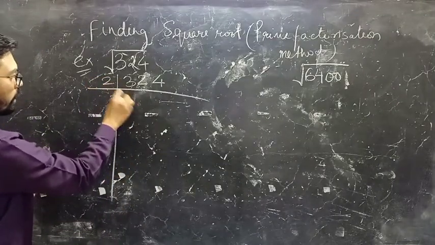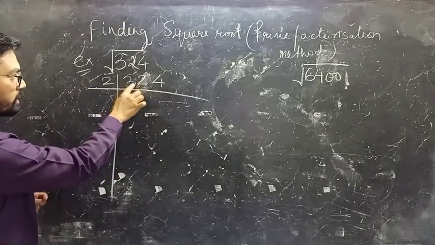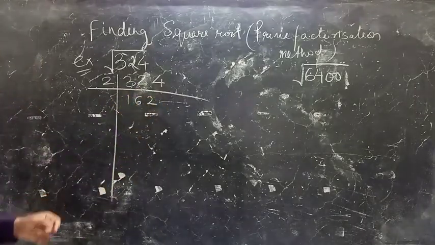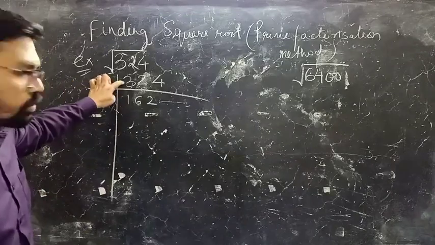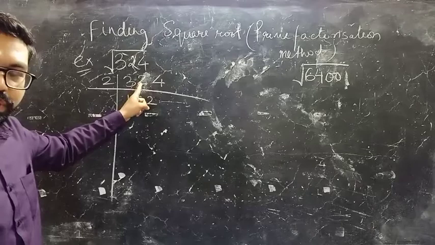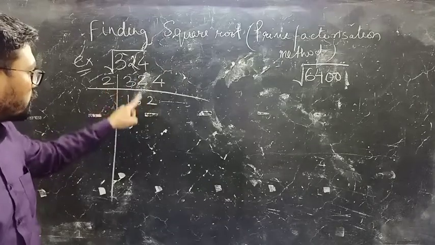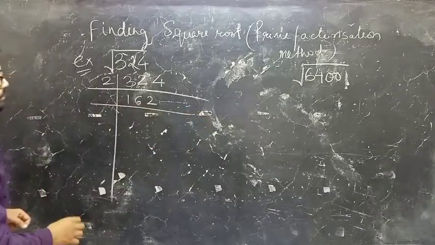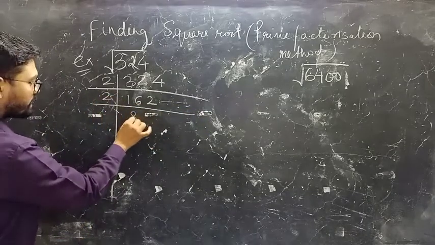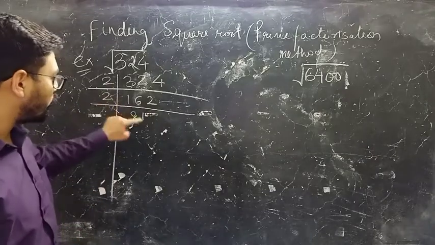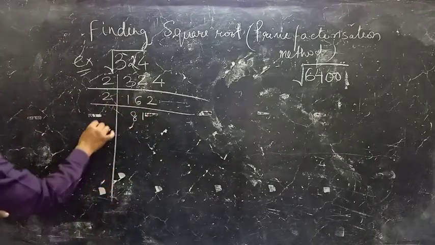So 2 1s are 2. Remainder is 1, so 12. 2 6s are 12 and 2 2s are 4. Again 2 1s are 2. 3 minus 2 is 1, so 1 is the carry. So 12. 2 6s are 12. 2 2s are 4. 2 8s are 16 and 2 1s are 2. Right?